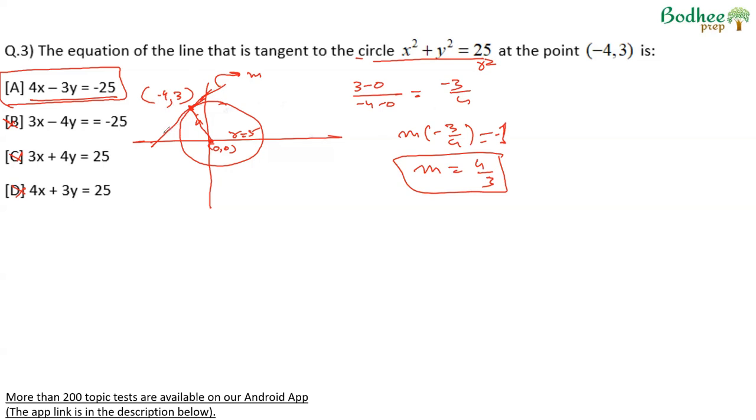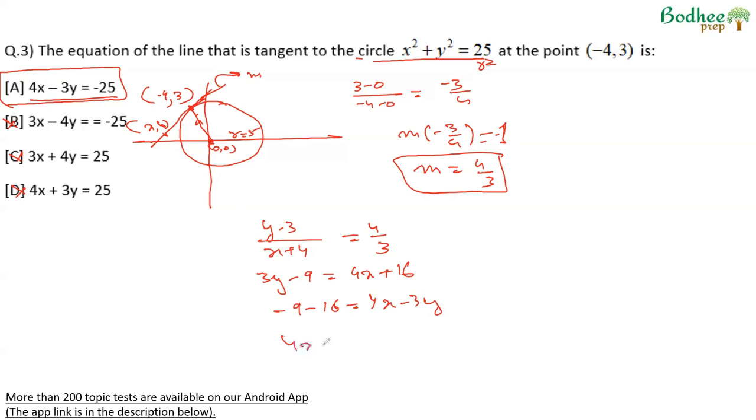And therefore, if there is a point x, y through which this line is passing, it is passing through the point minus 4, 3. Therefore, I can say the slope of this line will be y minus 3 upon x plus 4, x minus minus 4. And this should be the slope that we are getting, 4 by 3. Cross multiply: 3y minus 9 equals 4x plus 16. 16 goes here, minus 9 minus 16 is equal to 4x minus 3y. And therefore, 4x minus 3y is equal to minus 25.